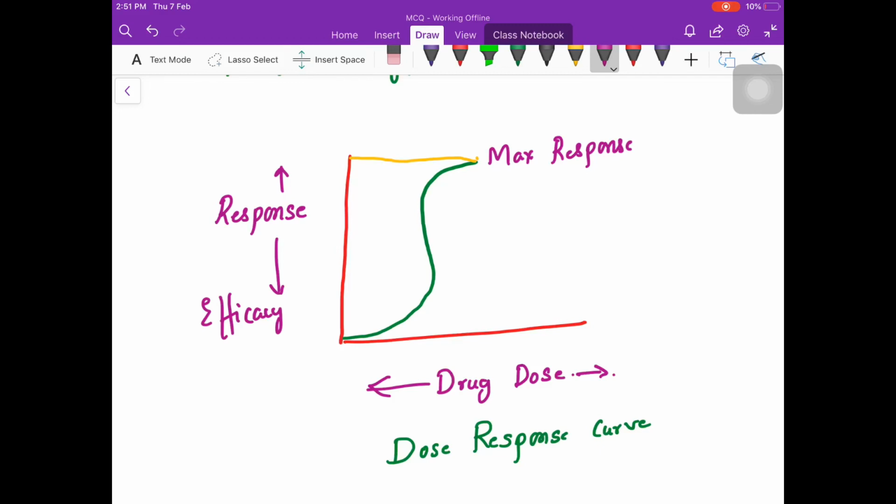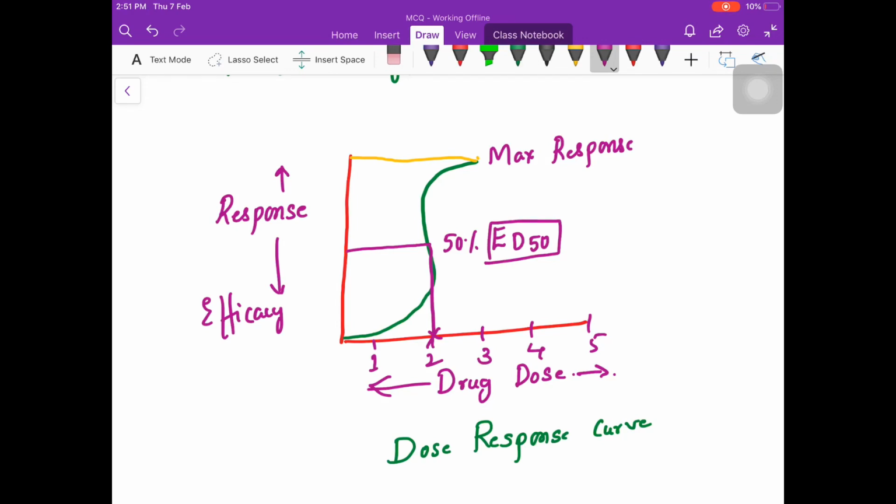Now what is the dose that is required to achieve 50% of the response? Now this is the dose. Suppose I write 1 milligram, 2, 3, 4, 5 like that. In order to obtain 50% of response, how much is the dose of the drug? That is called ED50, effective dose 50, to produce 50% of response. So in this example it will be 2 milligram.